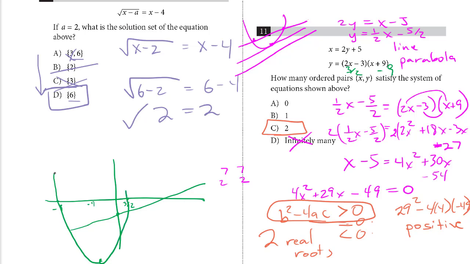And if I draw that in, well, I can clearly see, regardless of not being exact, I am going to have 2 real roots, 2 actual intersections between the graphs, which tells me pretty quickly and without all the algebra that C is the answer for 11.